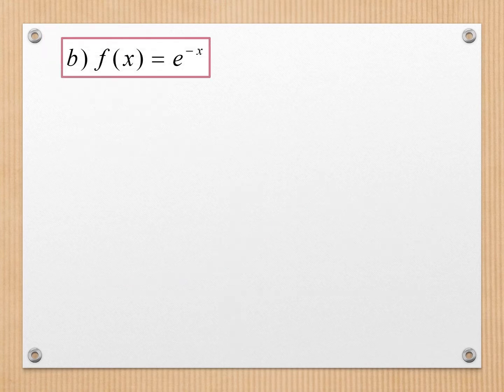Let's look at the solution for B, f(x) equals e to the power of negative x. Since a equals e to the power of negative 1, e to the power of negative 1 can be calculated by calculator, and the value is around 0.3 something. So a is less than 1.